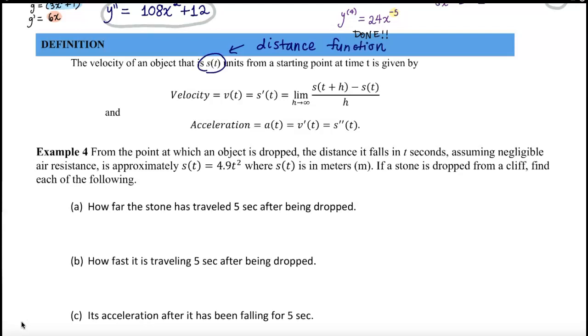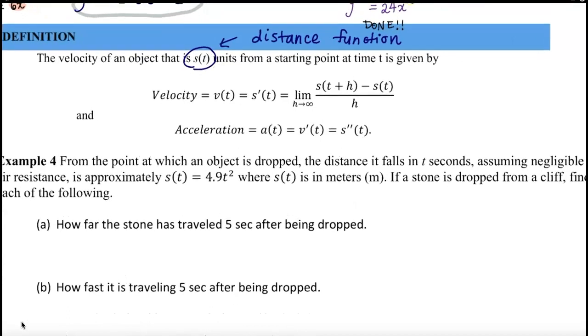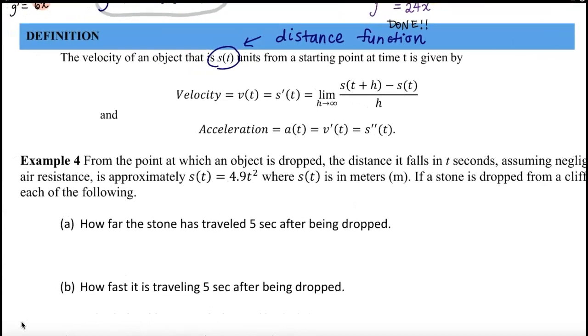If you want to know the position of an object at time t, then you plug it into s of t. But if you want to know its velocity, its speed in a certain direction, then what you need to do is find the first derivative. Let me highlight these. So anytime you're looking for velocity, find that first derivative, find that rate of change.